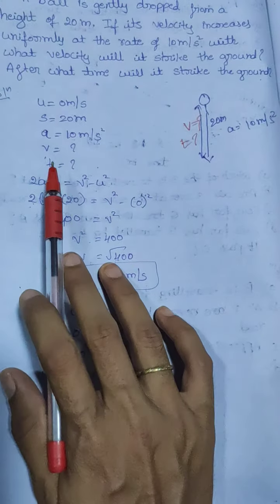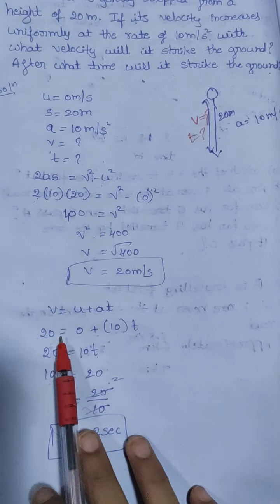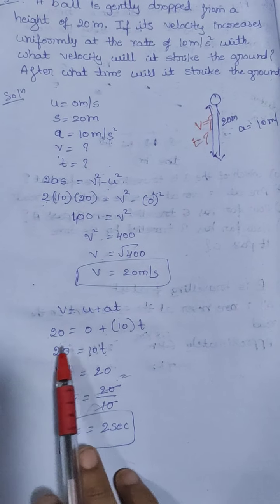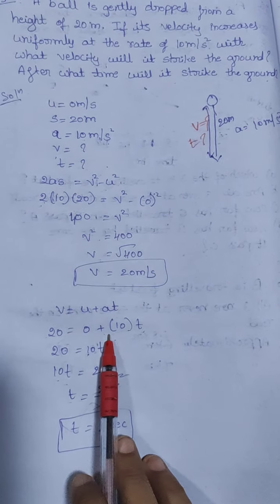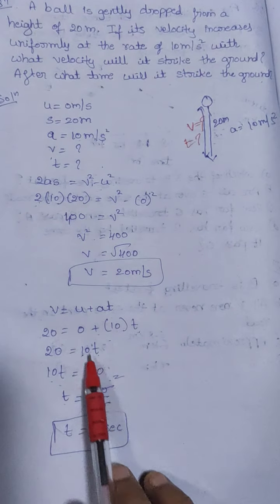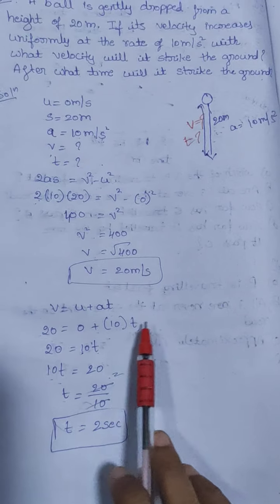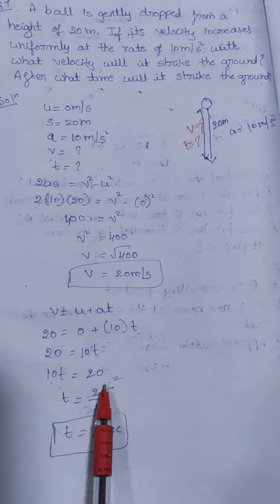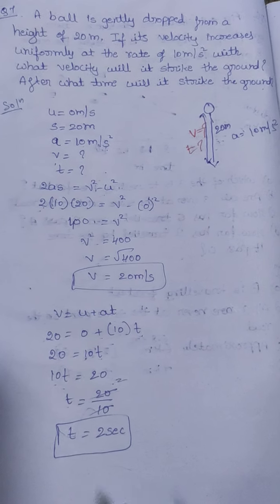So next we have to find the time. So V is equal to U plus at. V value is 20, now just I found. So U value is 0, a value is 10 and t value we have to find out. So 20 equals 0 plus 10 into t, that is 10t. So 10t is equal to 20. So t is equal to 20 by 10, that is 2 seconds.